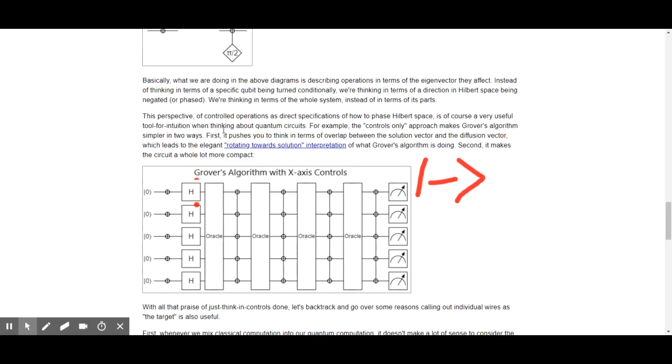This perspective of controlled operations as direct specifications of how to phase Hilbert space is of course a very useful tool for intuition when thinking about quantum circuits. For example, the controls-only approach makes Grover's algorithm simpler in two ways. First, it pushes you to think in terms of the overlap between the solution vector and the diffusion vector, which leads to the elegant rotating-towards-solution interpretation of what Grover's algorithm is doing. Second, it makes the circuit a whole lot more compact.